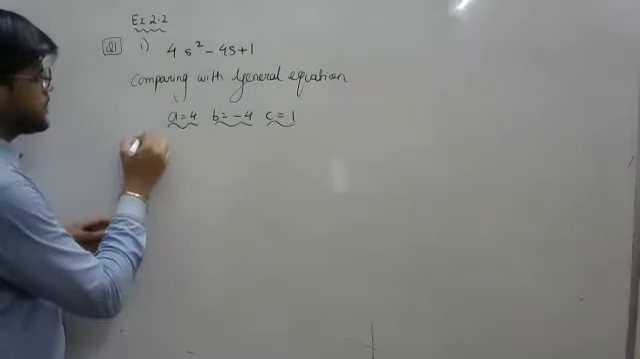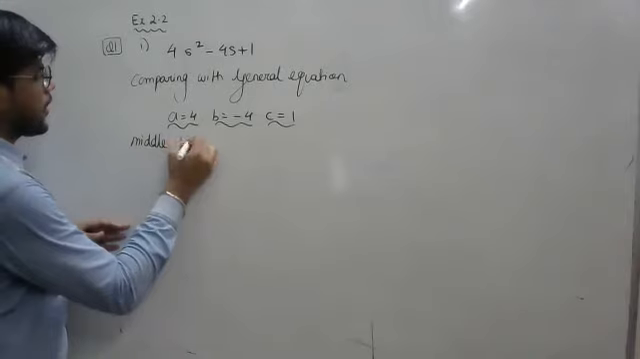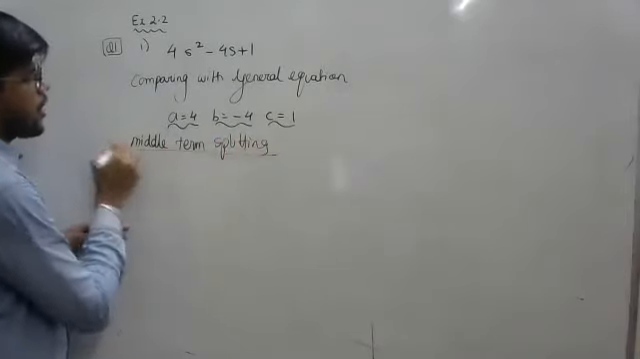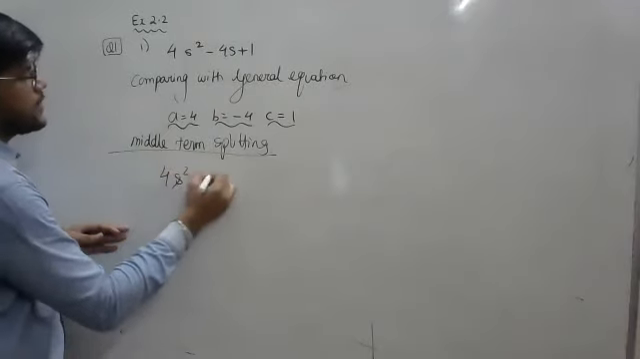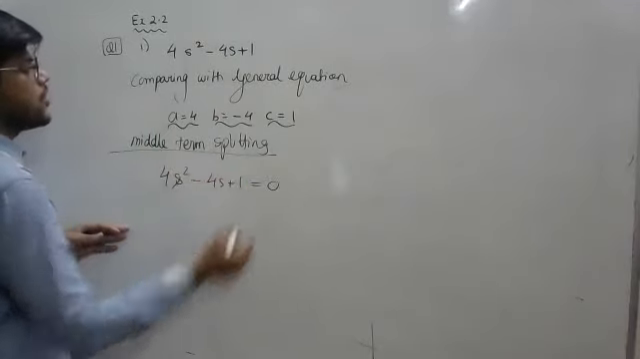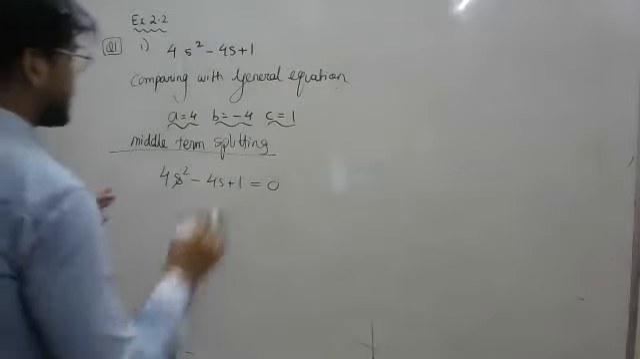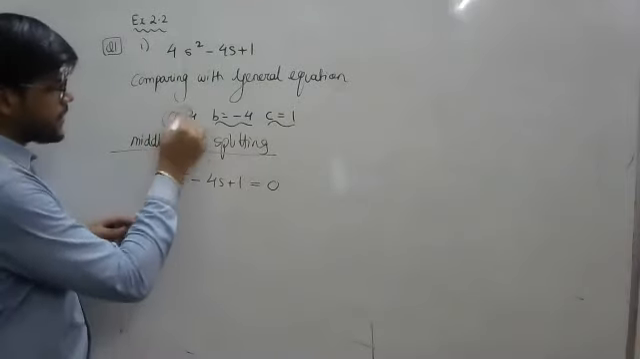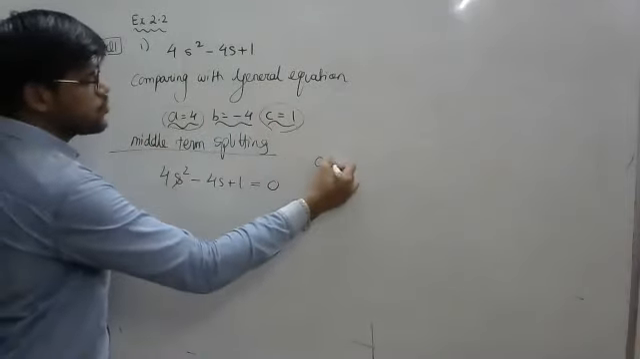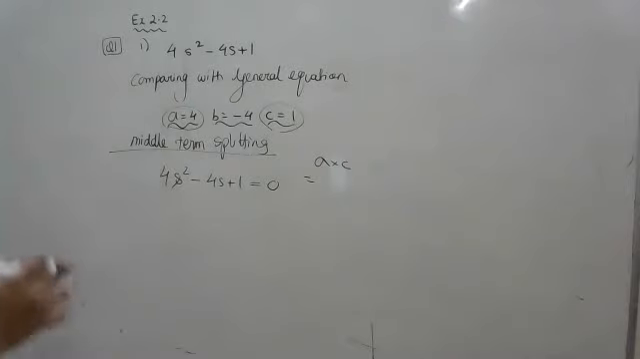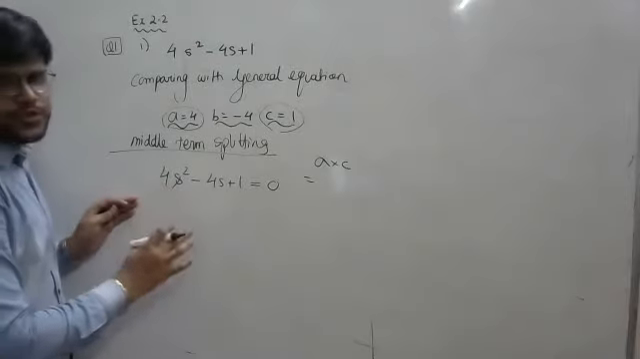Now, middle term splitting. It's 4s squared minus 4s plus 1 equals 0. We have to find the roots. Now understand the concept again. What you have to do is multiply A and C. Those who are not good at middle term splitting, please follow these steps. If you are already good at it, you can follow whatever method you know. Those who are having problems, for them I am explaining the procedure.